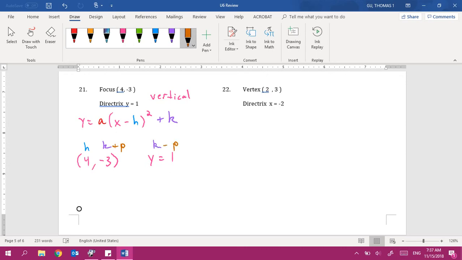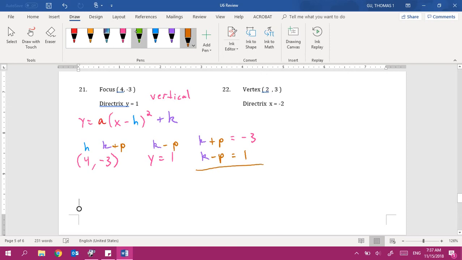So this one's going to be a little different because you already know h, and we're going to find k first, so then we can find the vertex. With an equation like this, we're going to use this k plus p and the k minus p. So you're going to have two equations. k plus p equals -3, right? And the other equation was k minus p equals 1.